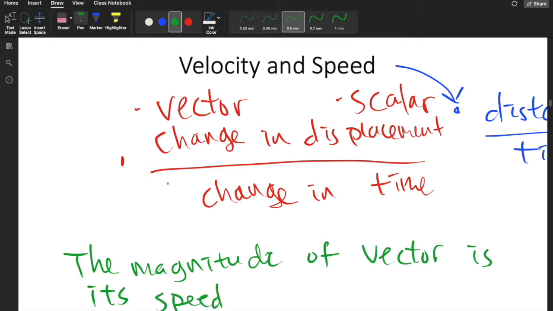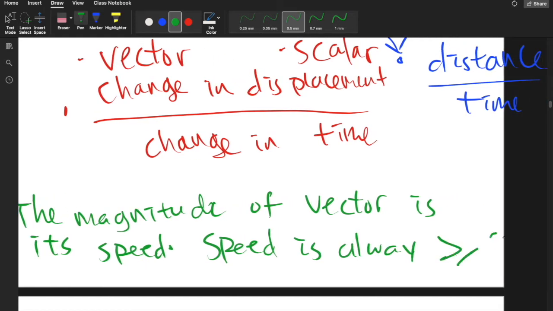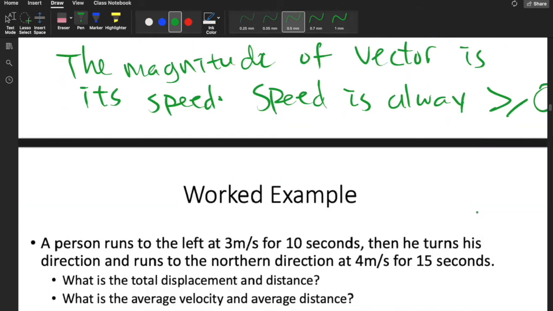And because speed is a scalar, speed is always greater than or equal to 0, right? Because it cannot have a negative sign because it does not represent direction.